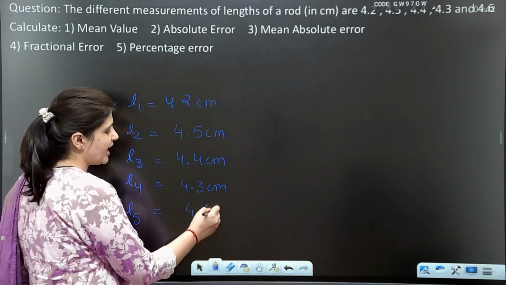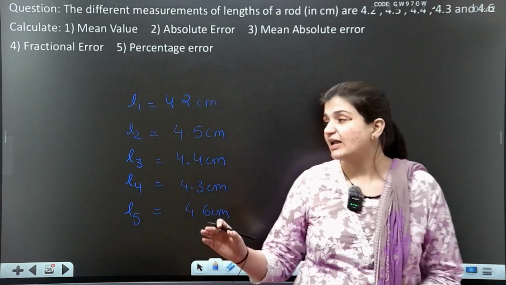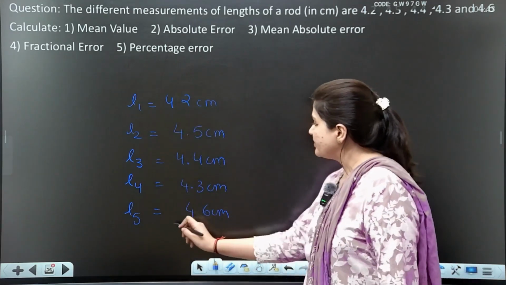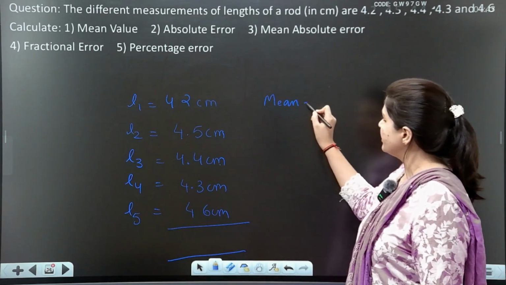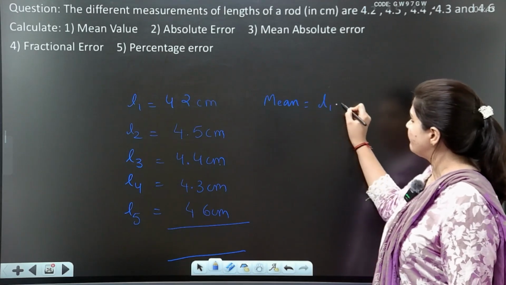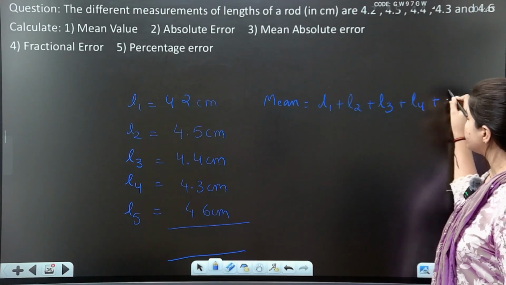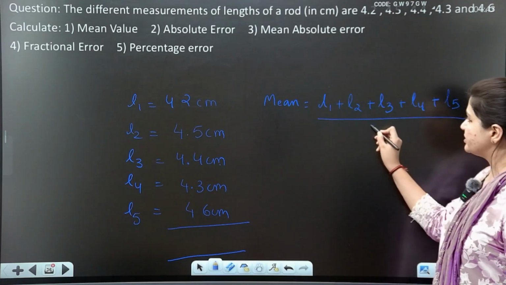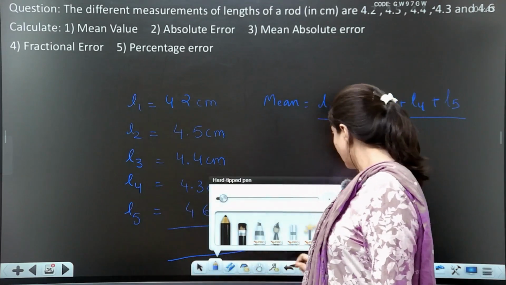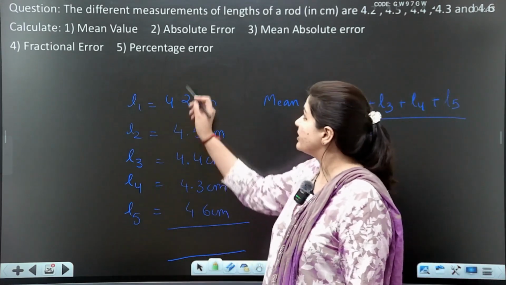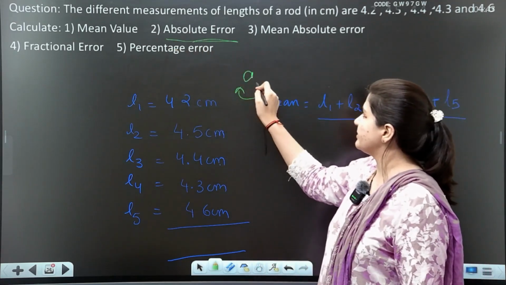Now if we have to find the mean value, it comes out to be the average. So we have to sum it: the mean value is L1 plus L2 plus L3 plus L4 plus L5 divided by 5. This will give us the average value. Then the absolute error, which we can calculate from the mean value.